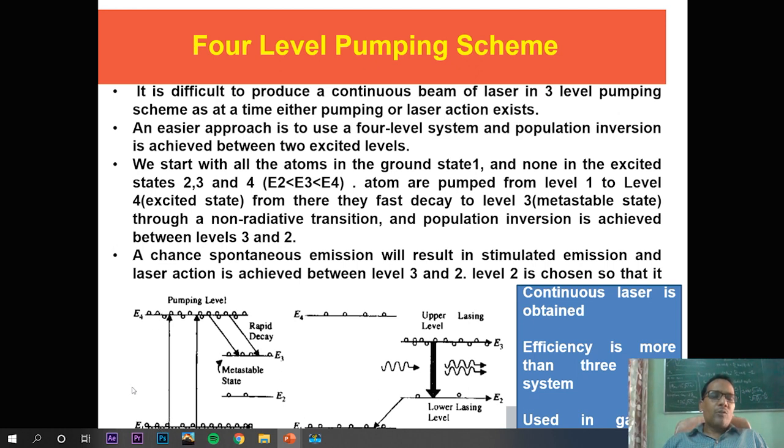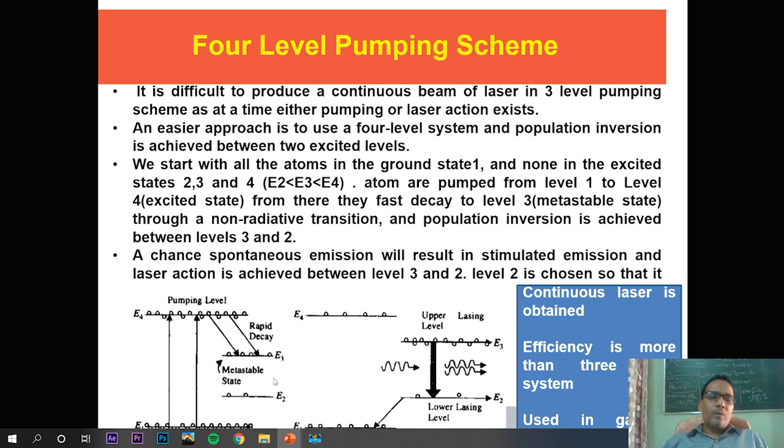excite up to a higher energy level through absorption transition, and this higher energy level is E4, where its lifetime is 10 to the minus 4 seconds as usual. There is one rapid decay, a non-radiative transition from E4 to E3. Again the lifetime is enhanced here because of the reduction in the energy gap, and the population inversion condition is now maintained between E3 and E2.